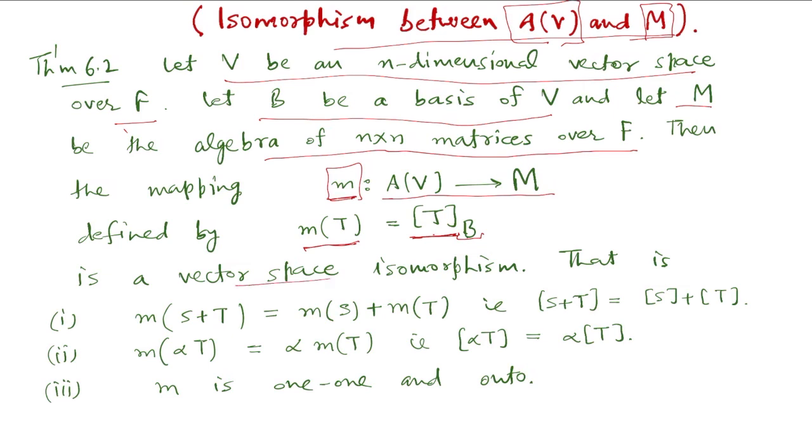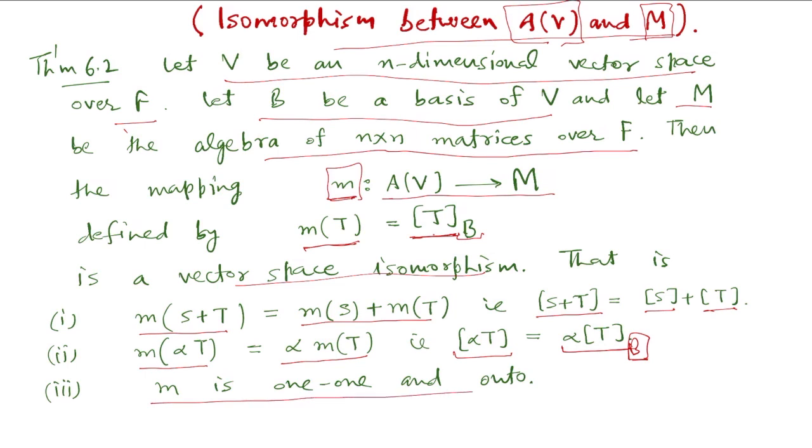We shall prove that this is a vector space isomorphism, that is m(S+T) is m(S) plus m(T) for any two linear transformations S and T in A(V). That means the matrix of S+T is the matrix of S plus the matrix of T, and m(αT) is equal to α times m(T). That means the matrix of αT is the same as α times the matrix of T. We are not writing the basis B here because B is fixed now. And lastly, we shall prove that m is both one-one and onto, and that will prove that this m is a vector space isomorphism between A(V) and M.